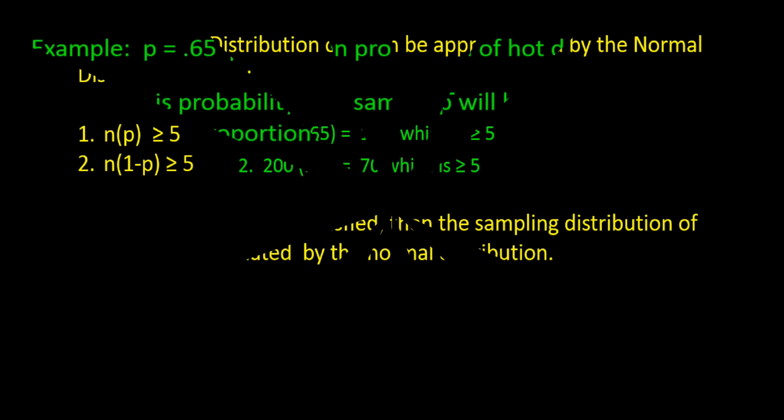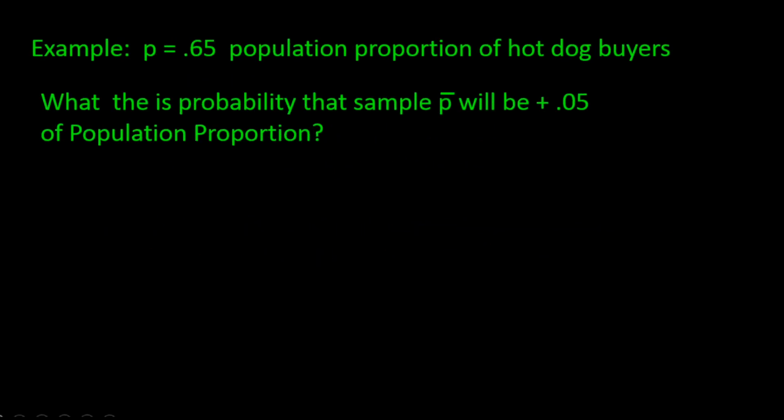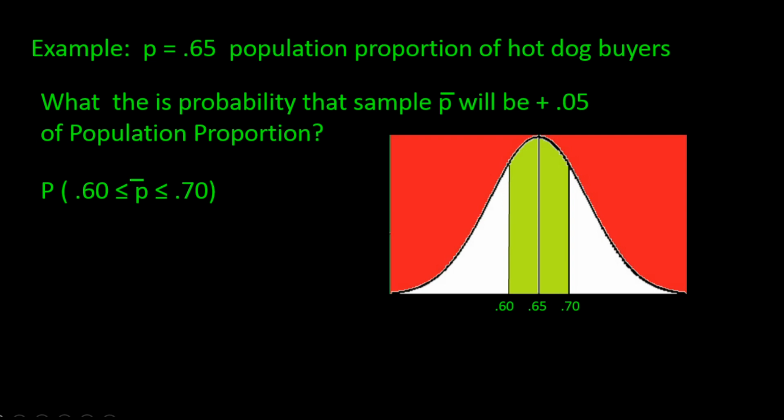Let's see how this can be applied to our hot dog example to determine the probability of getting a sample proportion p bar that is within 0.05 of the population proportion of fans buying hot dogs. Since the population proportion is 0.65, we want to know the probability of obtaining a sample with a sample proportion p bar between 0.60 and 0.70. This graph shows the area with this probability shaded in.